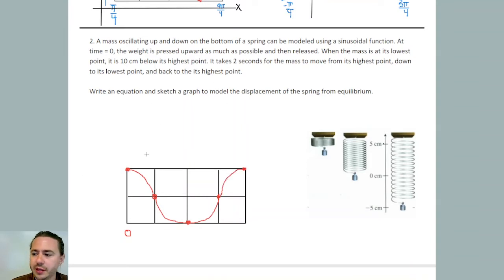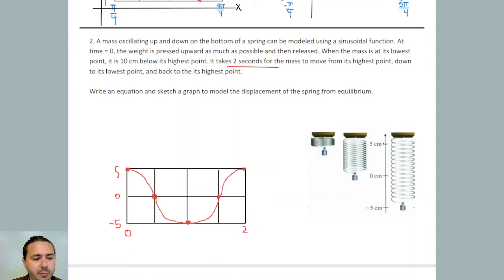Okay, so from here we can see we're going to have a positive cosine graph, meaning our A value will be positive. We can see here that our equilibrium is going to represent when the object is at rest. The amplitude here is 5, so we're going to label this with 5 and -5. And it says it takes 2 seconds to go from the highest point to the lowest point and back to the highest point. So that's going to be our period.